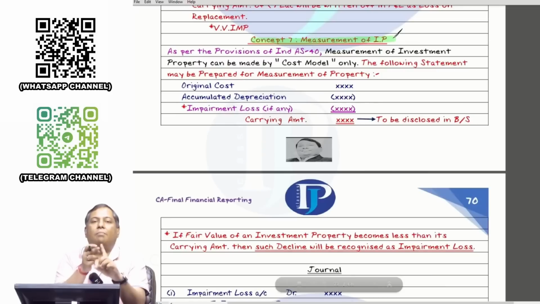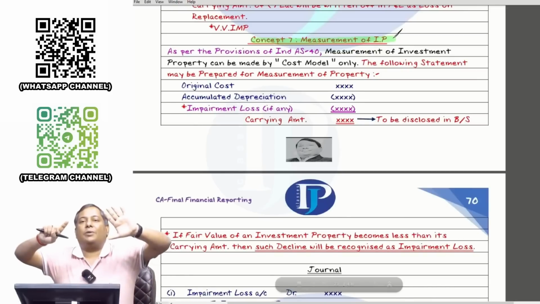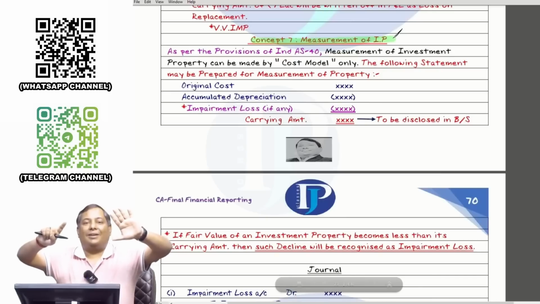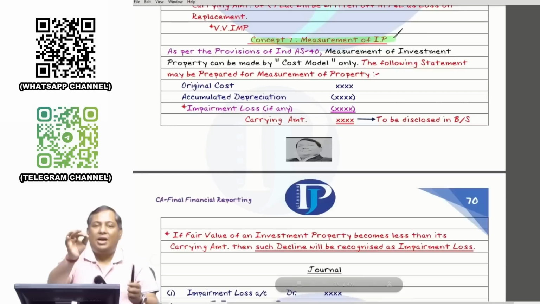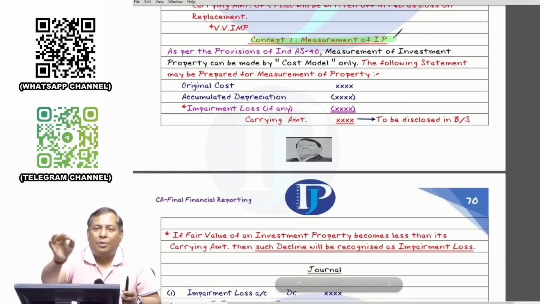Measurement of IP. First, concept and meaning of IP. Second, it's out of scope. Third, relation between 40 and 116 pp. Fourth, various issues. Fifth, initial recognition. And sixth, subsequent recognition. There's 2 cases in it. The 7th, measurement. And all of you here know that in the end, AS 40 investment property, the measurement is just according to the cost model. Revaluation model is not allowed.